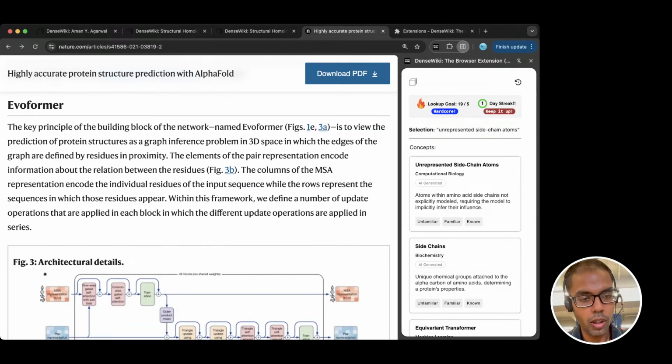Let's see how long we've been going today. Okay, we've gone 30 minutes, so let's stop here for today. And in the next video, the next live stream, we will go over this Evoformer block.